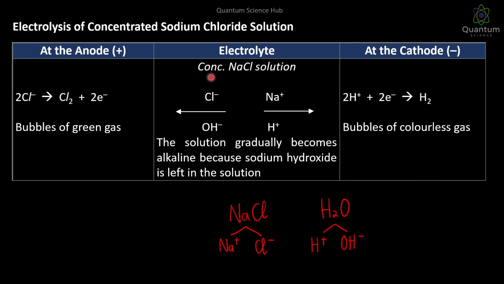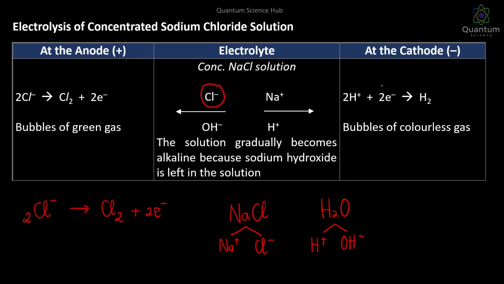Which ion do you choose at the anode? For the negative ions, we always choose the concentrated solution. So concentrated NaCl solution means it contains a lot of Cl negative ions. So that's why we choose Cl negative. So we choose Cl negative from ions to become atoms, and Cl is a diatomic molecule. So we put 2 in here, and that's why we also put 2. Now the charge at the left is 2 negative, and I will put 2 electrons to make it balanced, right? So I will choose Cl negative for the negative ion.